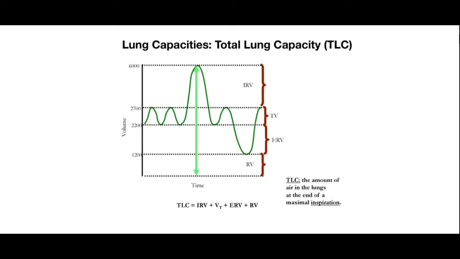Our lung volumes: residual volume, expiratory reserve volume, tidal volume, inspiratory reserve volume. Our capacities: we have our inspiratory capacity, which is IRV plus your tidal volume. You have your vital capacity, which is all of the air that you can move, IRV plus ERV plus tidal volume. You have your functional residual capacity, which is ERV plus your residual volume, and then you have your total lung capacity, which is IRV, TV, so your tidal volume, ERV, and residual volume. So 8 total parameters that we talked about.